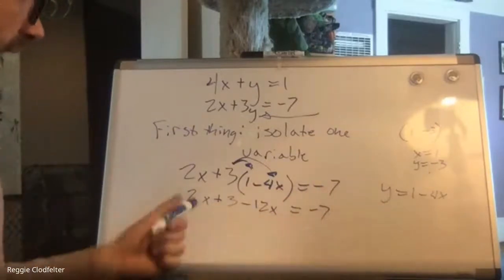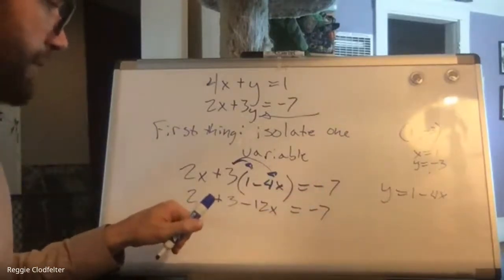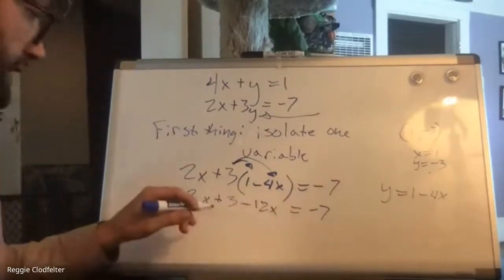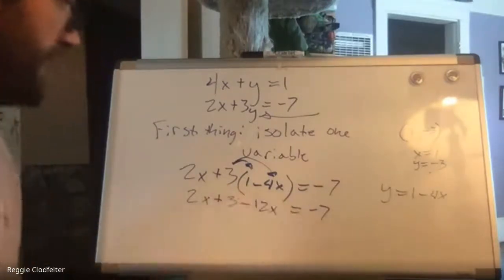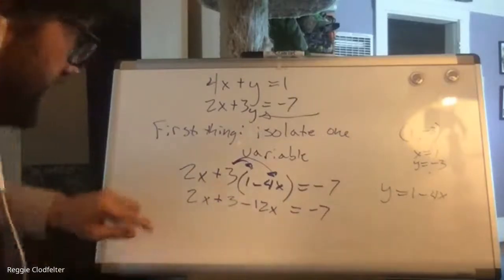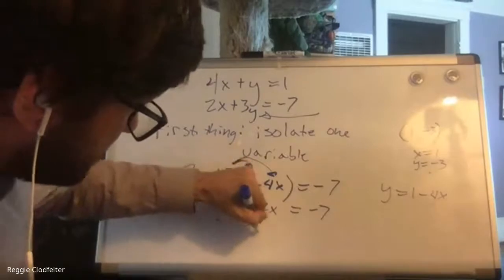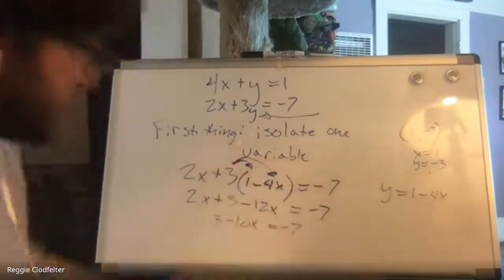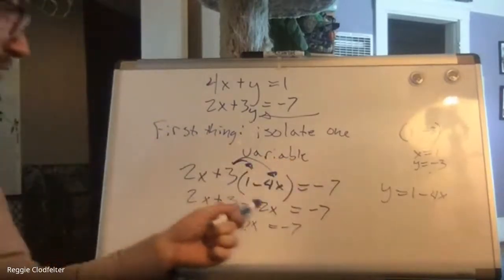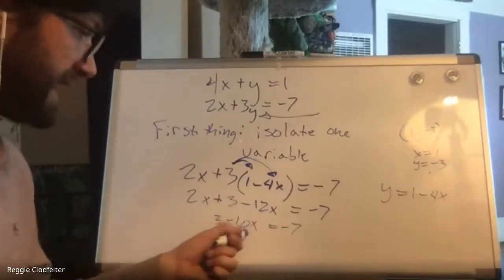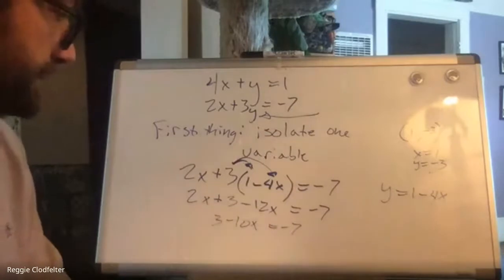Now I have two like terms I can combine. I have a 2x and a negative 12x. 2x minus 12x is negative 10x. So I can actually go 3 minus 10x equals negative 7. All I did was combine my 2x and my negative 12x. So 3 minus 10x equals negative 7.